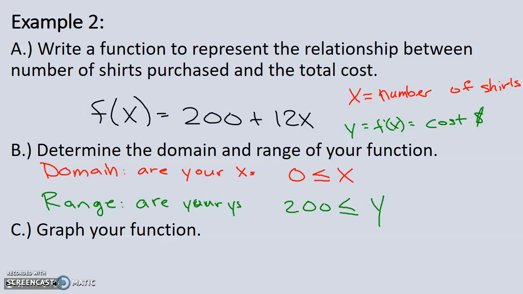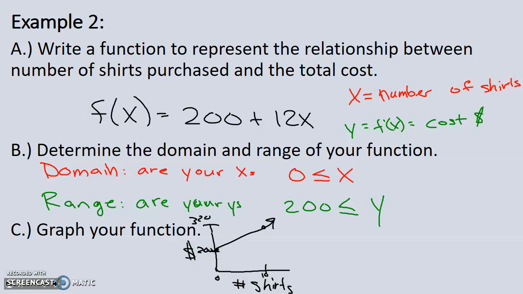I don't have much room here to graph it, but you have your number of shirts down here. You have your total cost over there. So even if you bought 0 shirts, you still have to pay $200. Let's say they bought 10 shirts. Then you're paying $320. So you can see how this one's going to keep climbing, and I'm going to put an arrow at the end because there's never a cutoff.